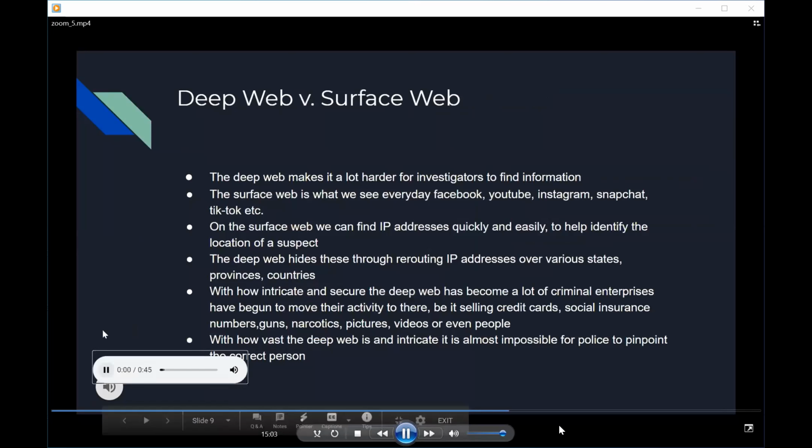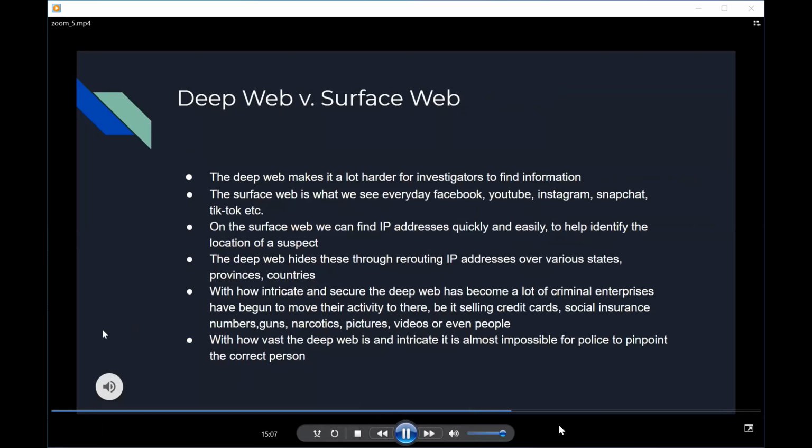Deep web versus the surface web. Deep web makes it a lot harder for investigators to actually find information. Surface web is what we see every day: Facebook, YouTube, Instagram, Snapchat, TikTok, as well as Google and many other platforms. On the surface web, we can find IP addresses quickly.